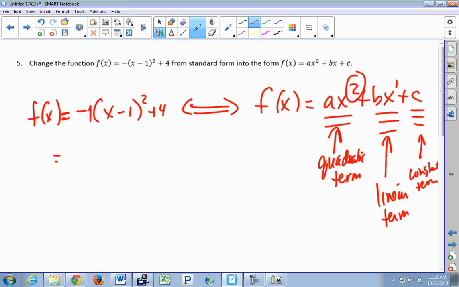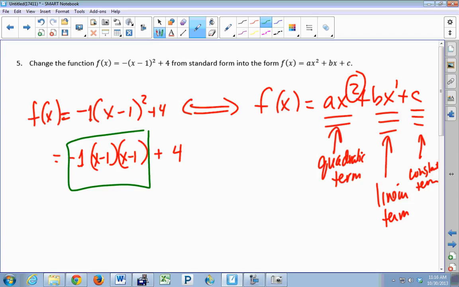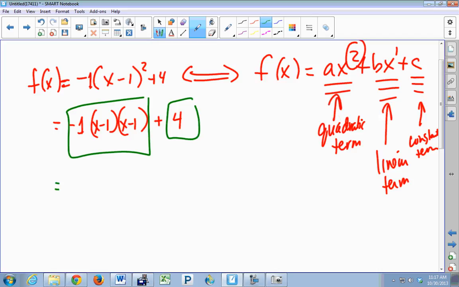So you basically just say, okay, that minus is a -1. To square x minus 1, I do x minus 1 times x minus 1, and I add 4. Well, your order of operations says all of this stuff has to happen first, and then you get to add 4 to the end. So we have a -1. We're going to square x minus 1, which is x squared minus 2x plus 1.